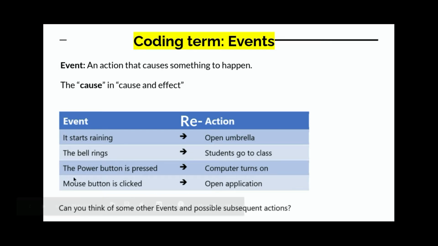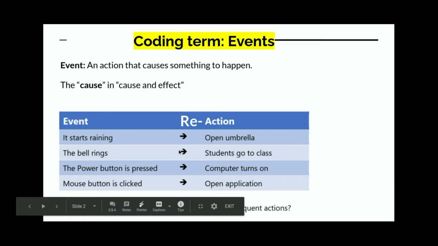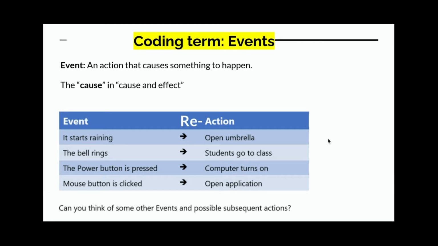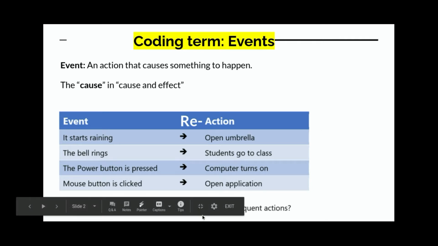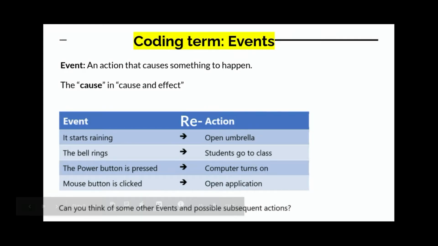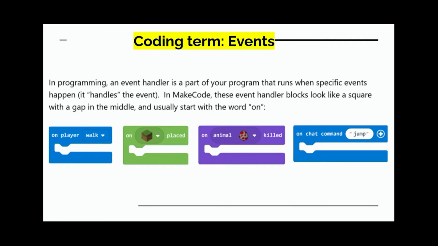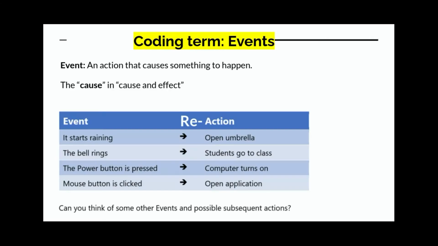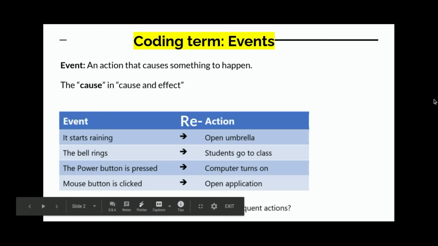Okay. The event is the cause in cause and effect. Here we've got cause on the left and the effects on the right, right? Or at least action and reaction. So, try to think up some other events and maybe some subsequent reactions that could occur when those events happen. Okay. Now, an event handler in programming is part of your code that runs when specific events happen. So the event handler handles the event, right? Just like the person is handling the fact that it started raining by opening the umbrella. You're the event handler in that situation.